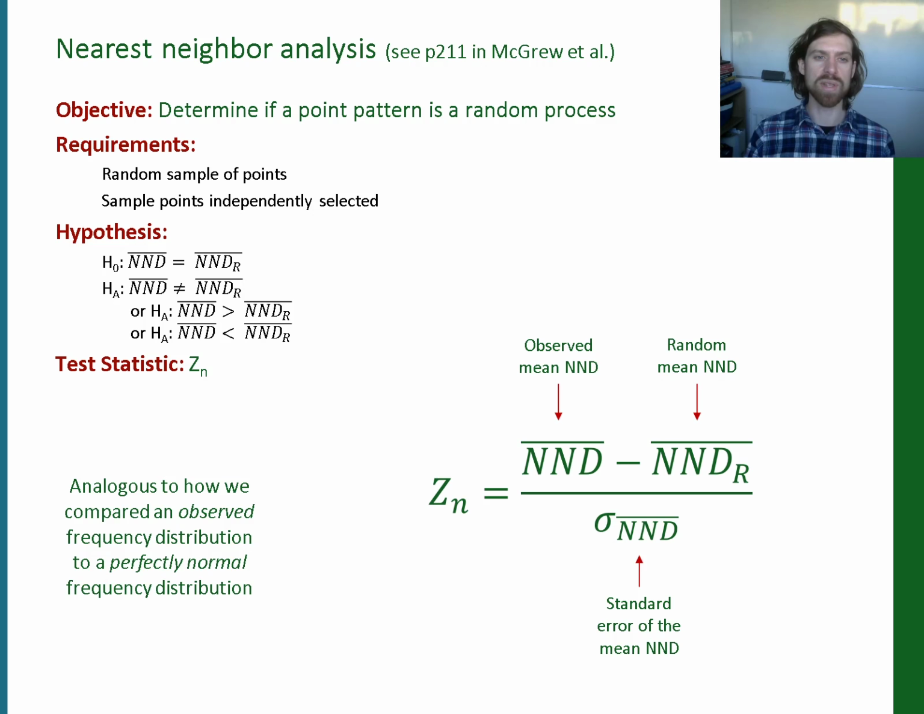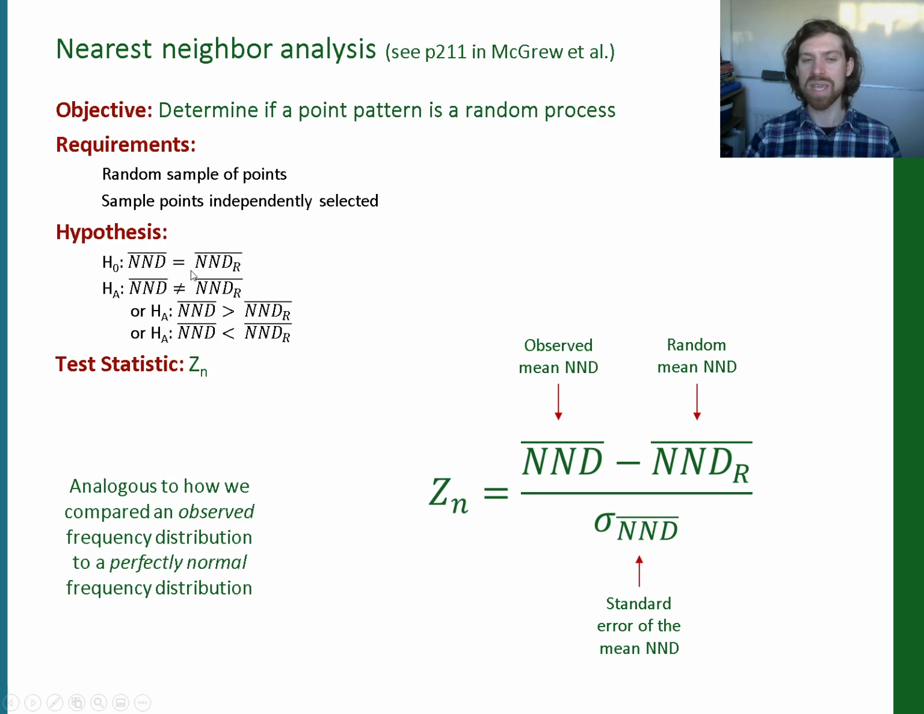And before we begin, we have these requirements. I already spoke about this, but essentially you can think of these as the assumptions that you might need to meet in order for the statistical test to be valid. And that includes a random sample of points and also independently selected sample points. And you can have a variety of hypotheses. So the null hypothesis here is that the nearest neighbor test statistic is basically broadly the same as the randomly generated nearest neighbor test statistic.